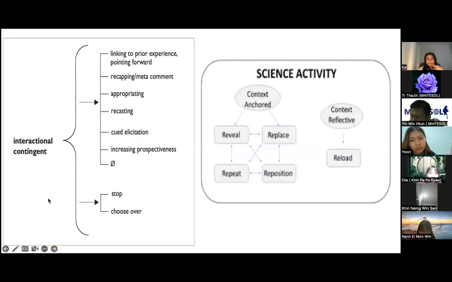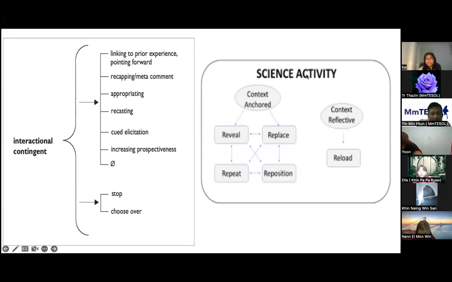Another thing is interaction and contingent scaffolding. That is providing scaffolding, providing support at the point of need. So to give the example, we can use corrective feedback to give scaffolding at the point of need.